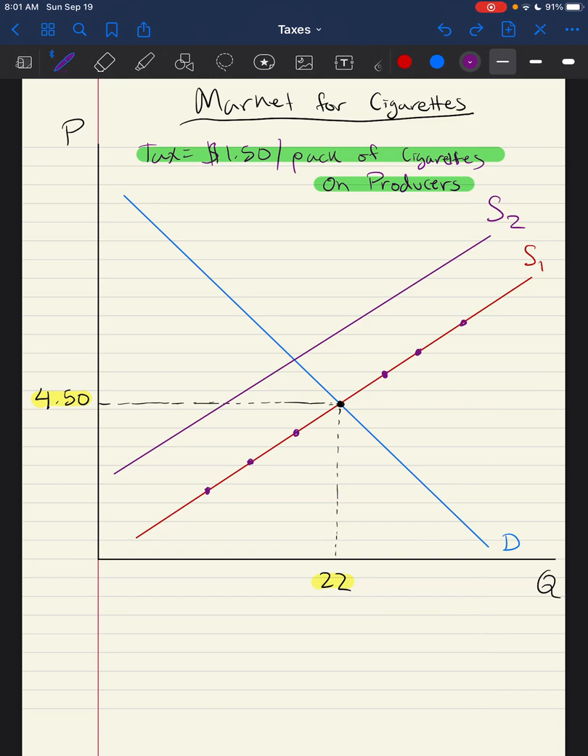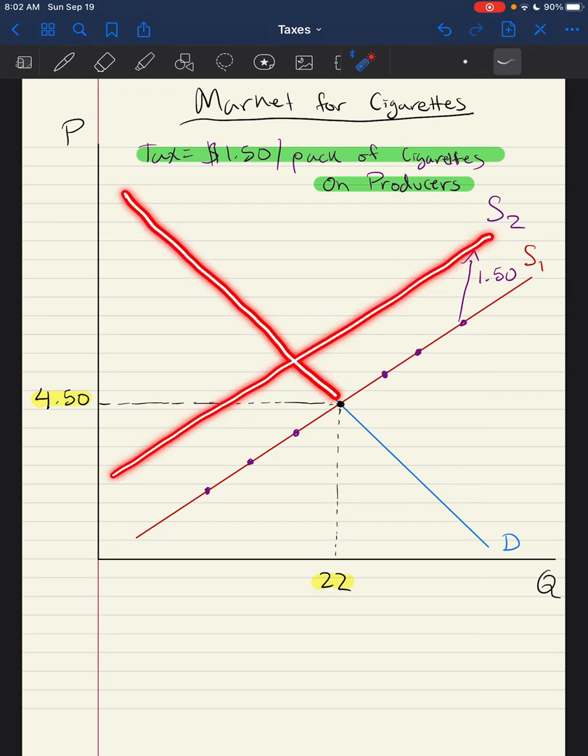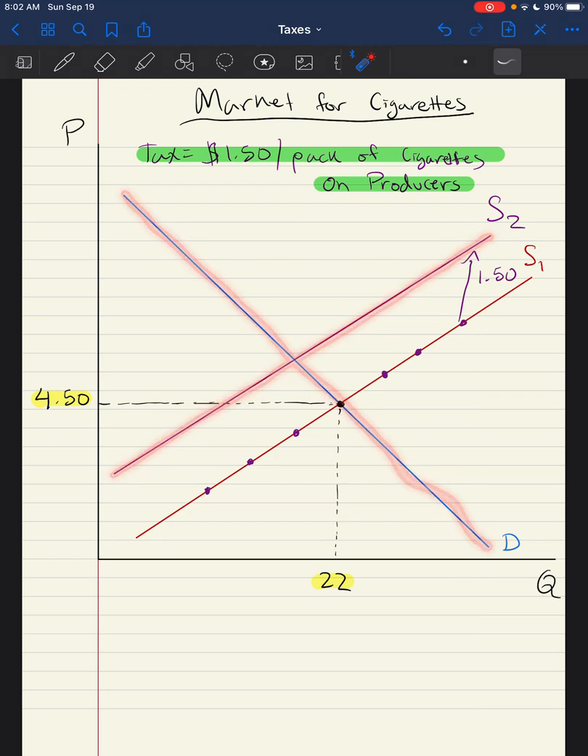So what happens is now at every point on our original supply curve, our S1, every point is going to shift up by $1.50 on the y-axis. The size of this tax is pushing our supply curve up by $1.50. So what is our new equilibrium? Well, our new equilibrium is where S2, our new supply curve, intersects our old demand curve. There's nothing happening to the demand curve; it is not shifting. So this point right here is our new equilibrium. I'm just going to write EQ for equilibrium.